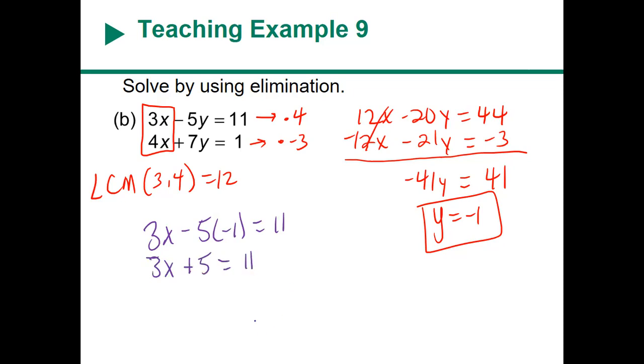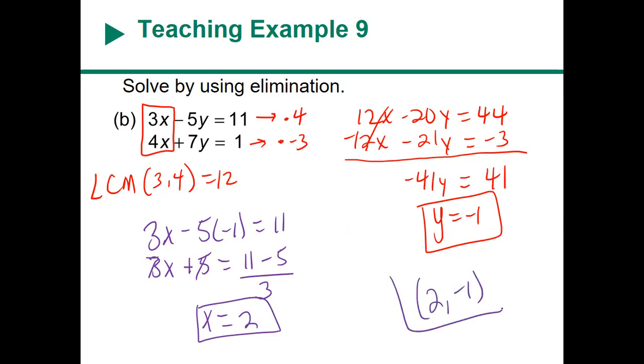The steps to get x by itself are what? And so now x is by itself. So x equals what's 11 minus 5? 6. What's 6 divided by 3? Is 2. So our solution set is 2, negative 1.